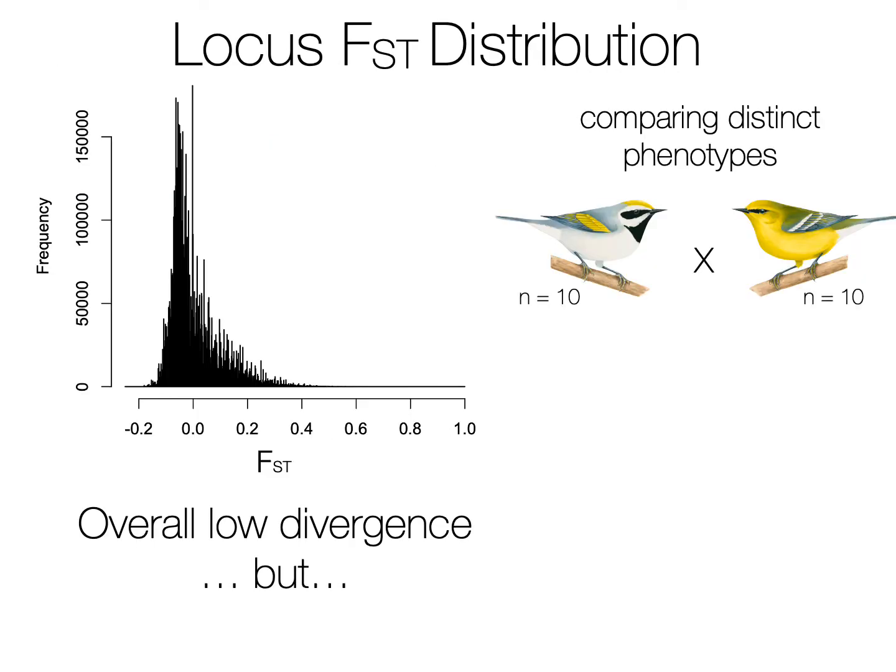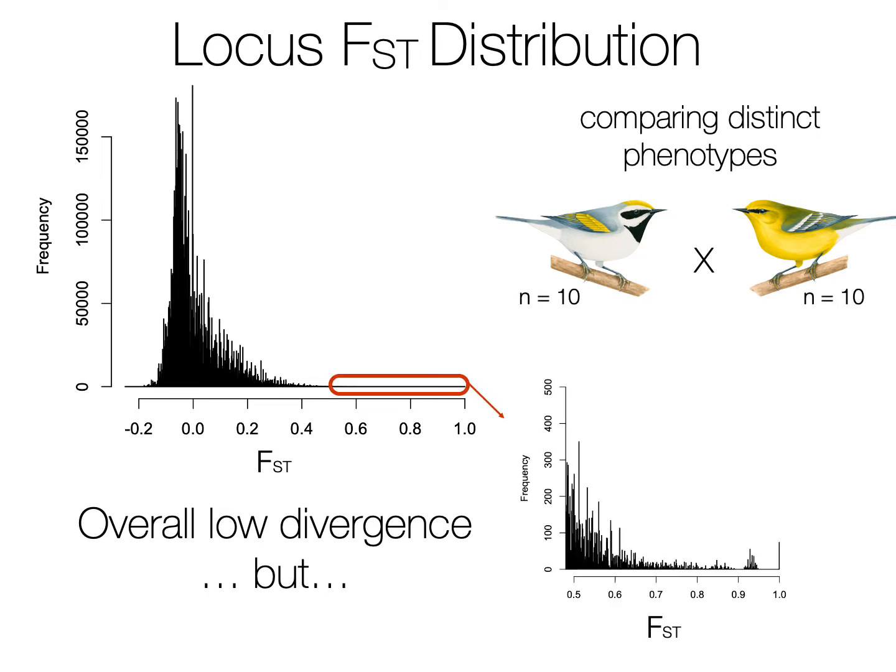Not surprisingly, most of those 11 million regions aren't different between blue-winged and golden-winged warblers. In this plot, you're seeing FST, which is a measure of differentiation, on the x-axis, and frequency, so number of SNPs, on the y-axis. You see that most of those 11 million SNPs hover around 0, which means that in that region, blue-winged and golden-winged warblers do not differ. But if you zoom in on the tail of the distribution, we do find regions of the genome that are quite different between blue-winged and golden-winged warblers, some of which are fixed, that little blip around FST of 1.